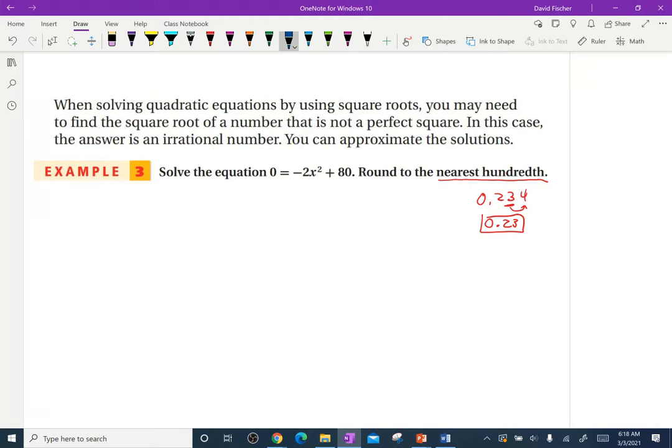I'm looking at this one here, and if I want to solve it by taking square roots, I'm going to get that 2 to the other side, so that I have 2x squared equals 80. I want to get the x by itself, so I'm going to divide by 2. So now I got x squared equals 40. And now I want to take the square root of both sides. So now I got x equals plus minus something, square root of 40.